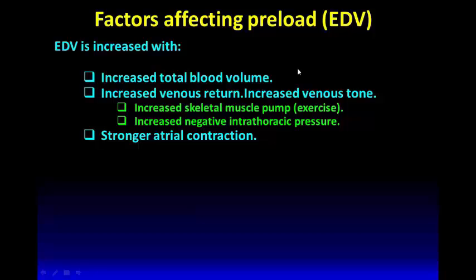For example, increased venous tone, increased skeletal muscle pump during exercise, because the muscles would squeeze the veins, resulting in more venous return. Increased negative intrathoracic pressure would also increase the venous return. We've described the factors which affect the venous return in more detail in a separate lecture on the venous return. Also, with stronger atrial contraction, end diastolic volume would increase.